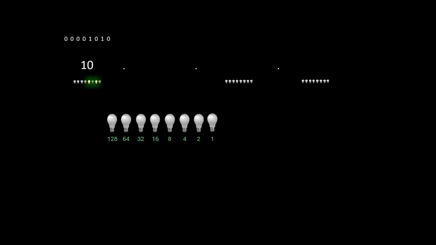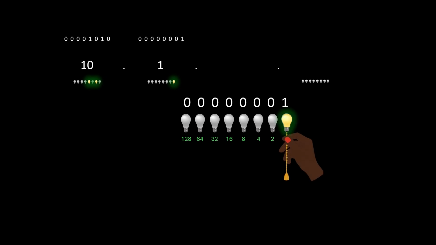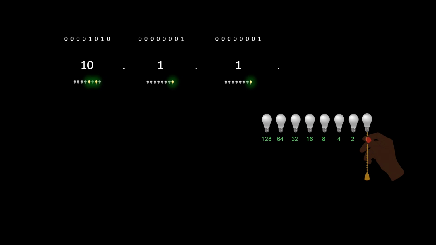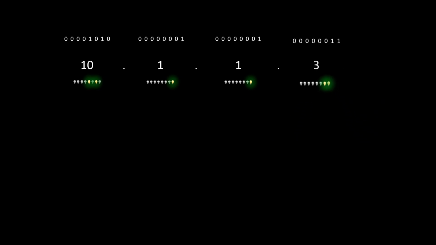The bit representing 1 is turned on. We repeat this again in the third octet. In the fourth and final octet, we turn on the bits that represent 1 and 2 for a total combined value of 3.